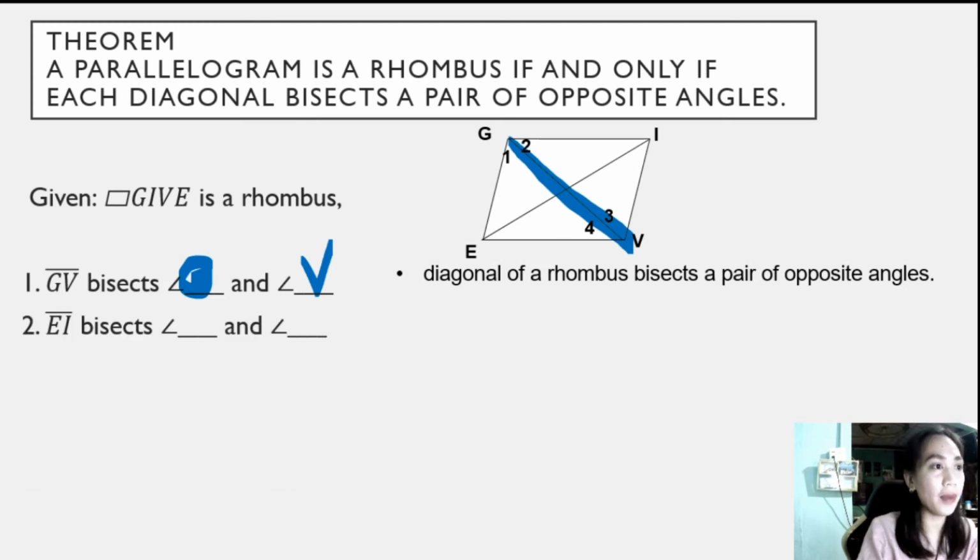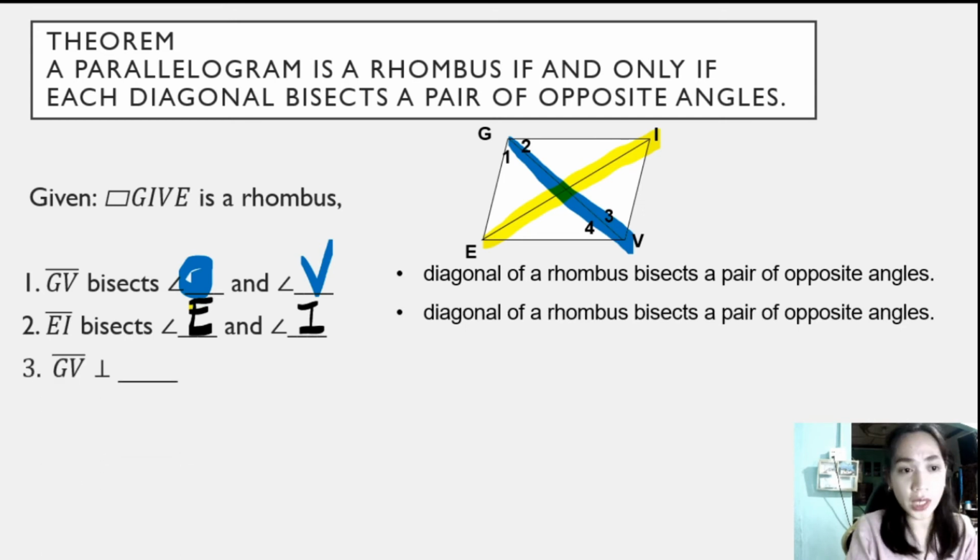Okay, next, you have the IE. If you have the diagonal IE, sino naman yung binabisect niya? Binisect niya is angle E and angle I. Same reason: the diagonal of your rhombus bisects a pair of opposite angles.